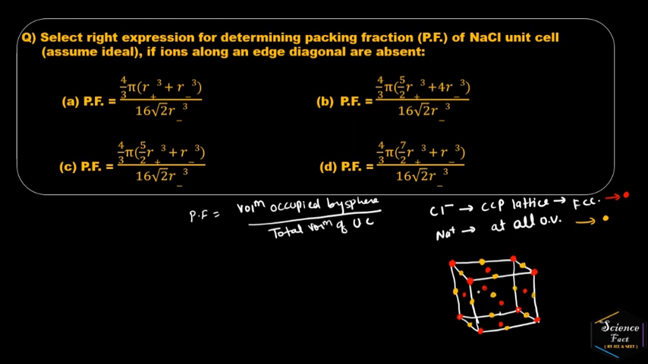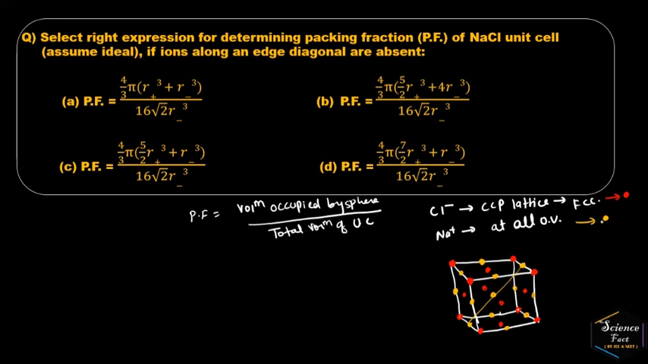If we apply this condition, then we have to remove these edge diagonal ions. You can see that all these ions are Na+ ions, so these Na+ ions will be removed along this edge diagonal. This is called the edge diagonal because this diagonal is present at the edge center.